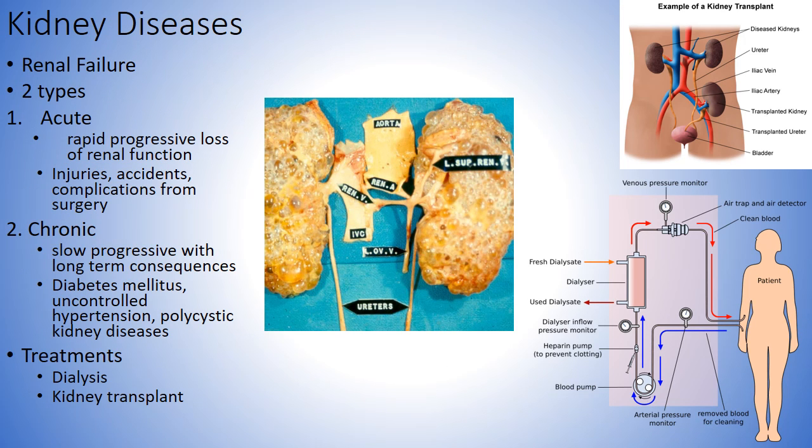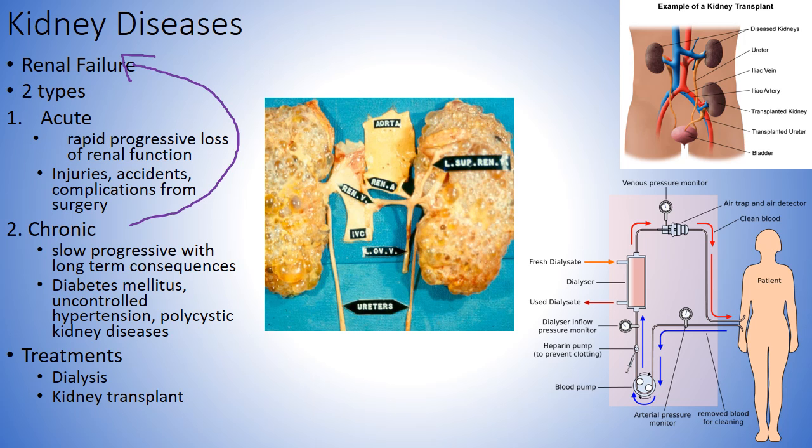And finally, there's two different types of diseases. These are more generalized. There's acute and chronic, and this will lead to renal failure. Renal failure is the kidneys not being able to function anymore. Now, there's two types. Acute, this is the rapid loss of renal function, and this could occur by maybe a car accident or a fight. You got hit in the kidney, maybe from a sport injury, something that happens very fast and it's very progressive.